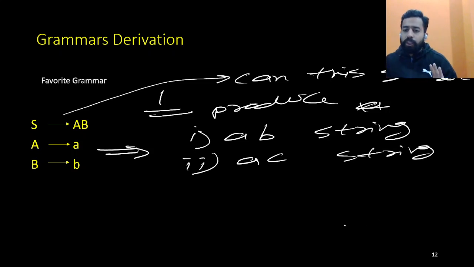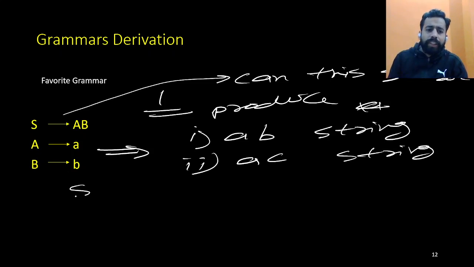Okay, so I'm just asking two questions from you. You have heard the grammar and you understood it. So can this grammar produce, first question is AB string, or second question is AC string. So can this grammar produce AB string? Yes, I've seen it. So how can it derive?